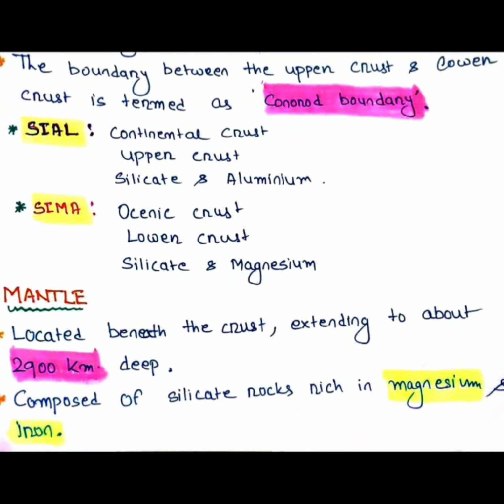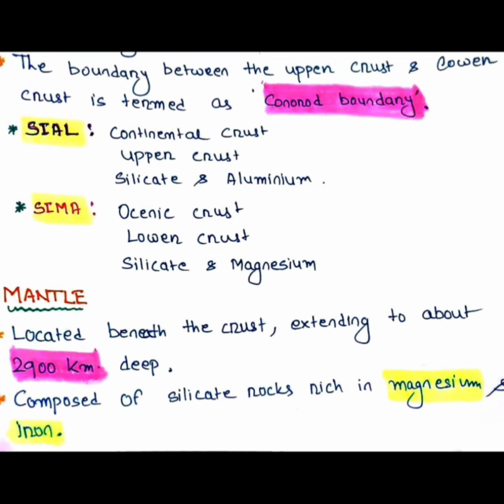And we will also come across two terms, that is the sial and the sima, while studying about the crust. What is the sial? It is the continental crust, that is the upper part of the crust, and it is made up of silicate and aluminum. That's why it is called the sial. And what is sima? It is the oceanic crust and the lower crust, and it is made up of silicate and magnesium. That's why it is called sima. And this is all about the crust.